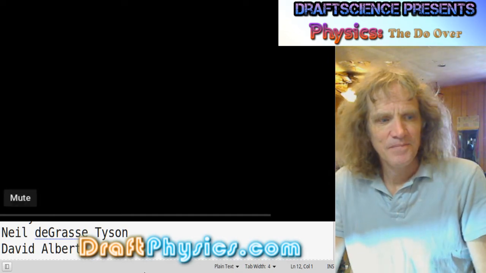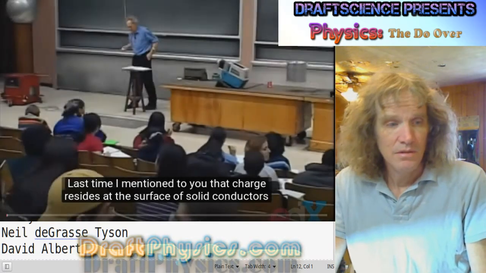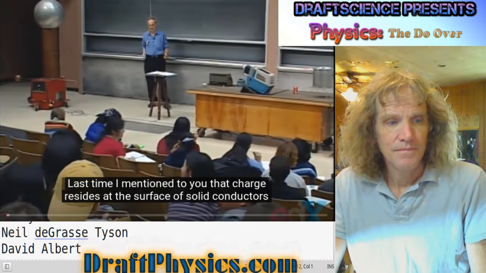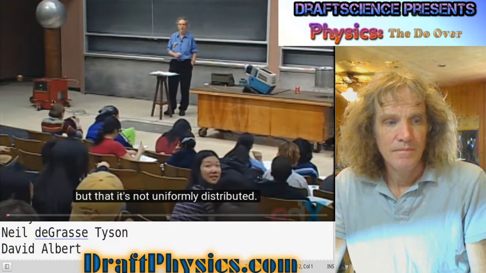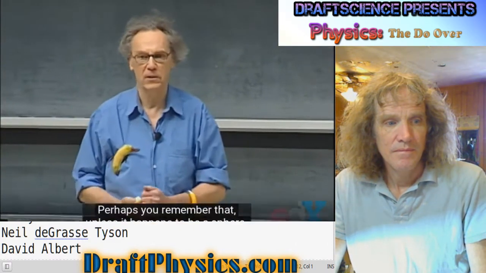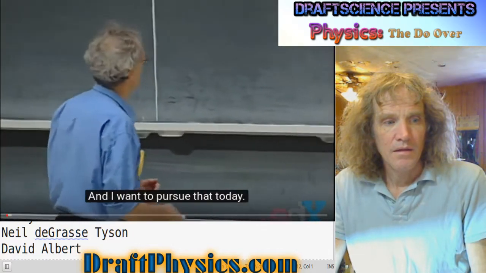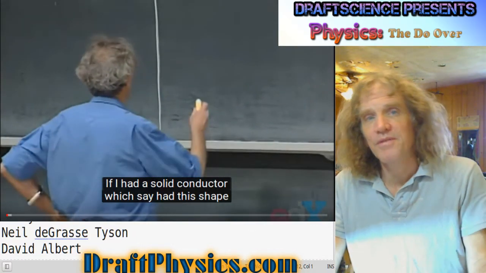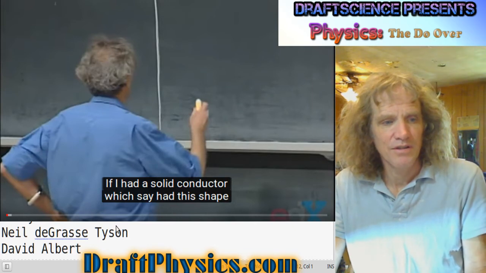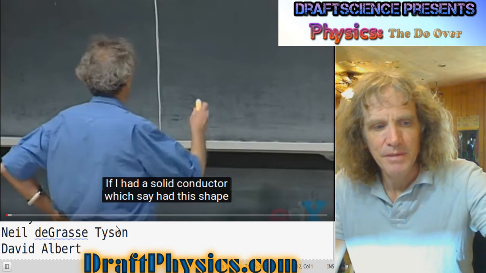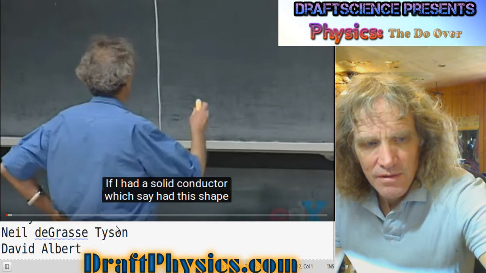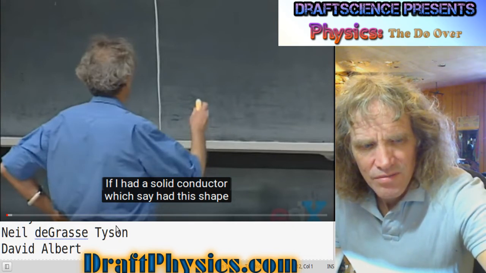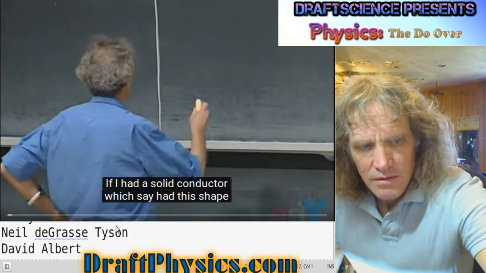Now, I mentioned to you that charge resides at the surface of solid conductors, but that is not uniformly distributed. Perhaps you remember that, unless it happens to be a sphere. And I want to pursue that today. Generally speaking, everybody does put charge on spheres, so that's sort of the catch to all of this: when charge is relevant is usually in that circumstance.